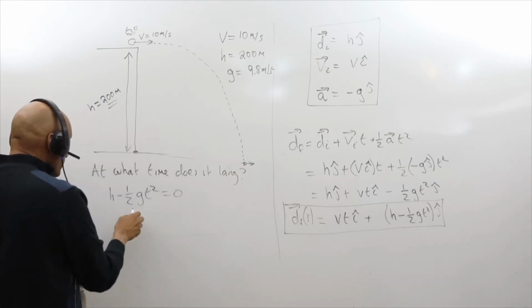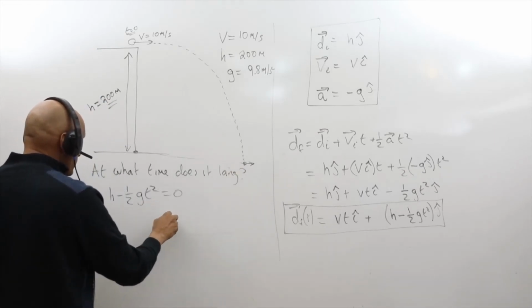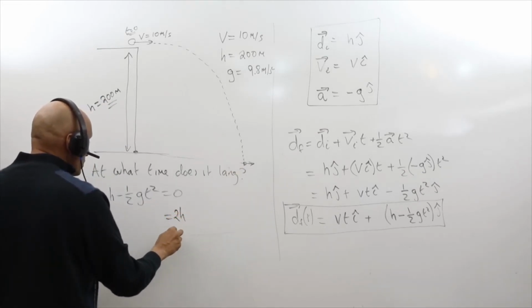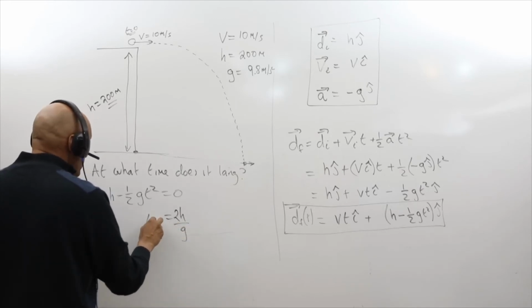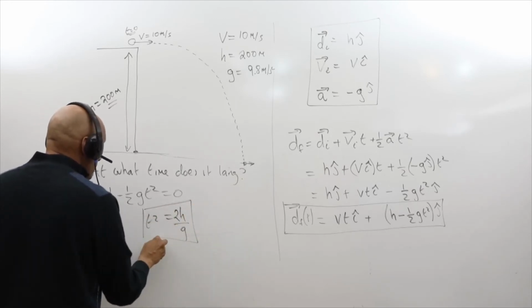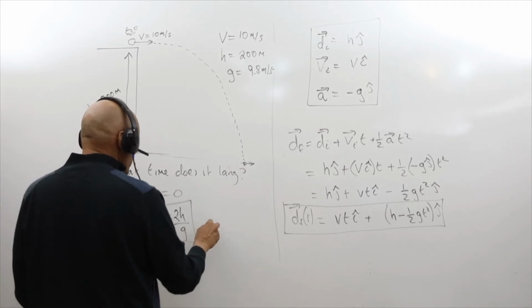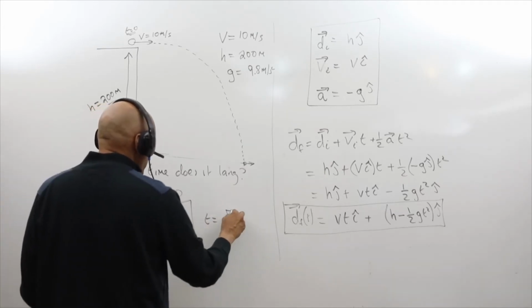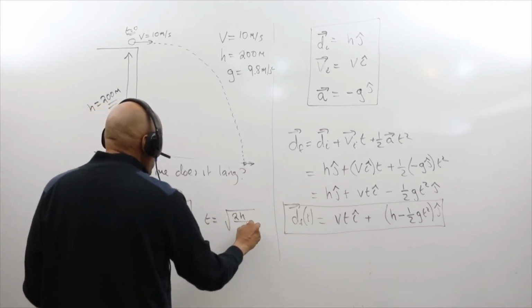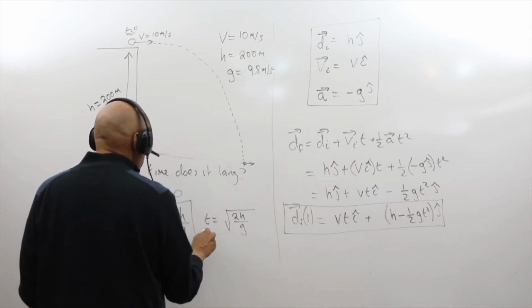So we can solve for this. I'll move the h to the other side. h multiplied by 2 divided by g gives t squared. We solve for t by taking the square root, so t is equal to the square root of 2h over g. So this is the time.